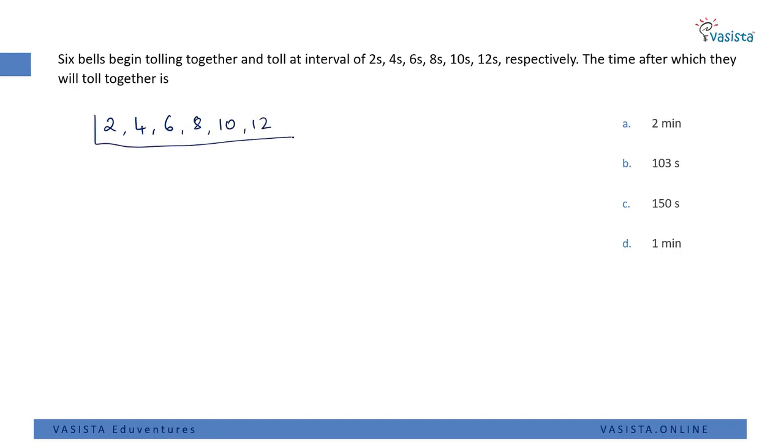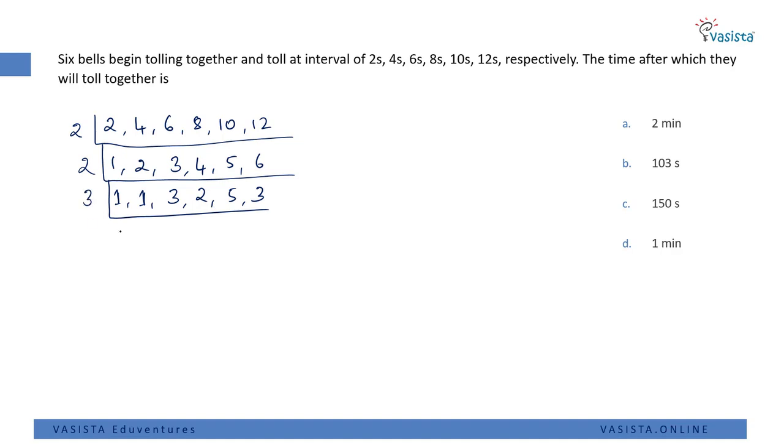Now start finding it. Start dividing by 2. 2 1s are 2, 2 2s are 4, 2 3s are 6, 2 4s are 8, 2 5s are 10, and 2 6s are 12. Again go with the 2. 1 I can't divide, 2 1s are 2, 3 I can't divide, 2 2s are 4, 5 I can't divide, I'll keep 5 as it is, 2 3s are 6. Now let me go with the 3. This is 1, 1, 1, 2 I can't divide, 5 I can't divide, 3 1s are 3.